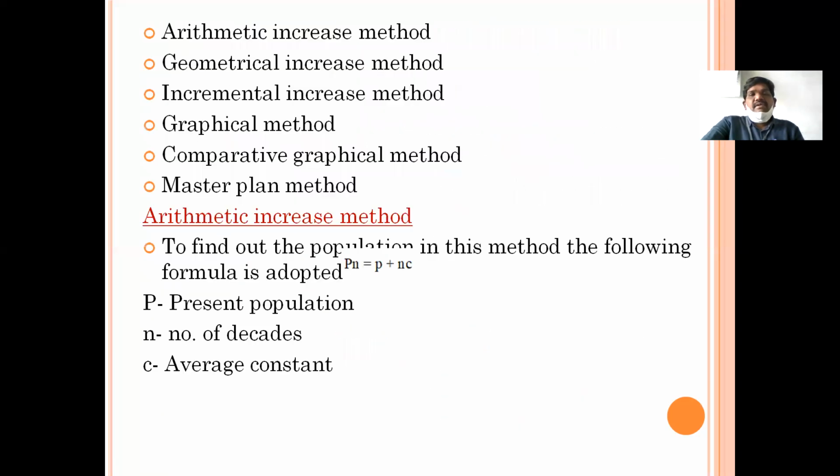See here, we discussed almost three methods: arithmetic increase method, geometrical increase method, incremental increase method, and we are going to discuss the next method, the graphical method. I said if you have any doubts, you are most welcome, and you can please contact me either through mail or message or phone call.